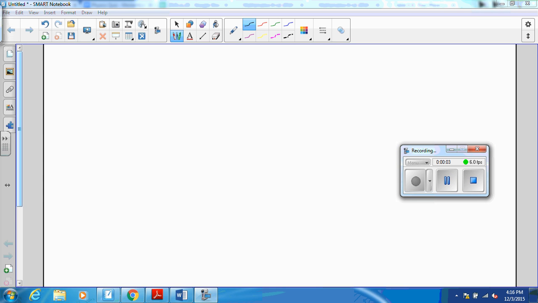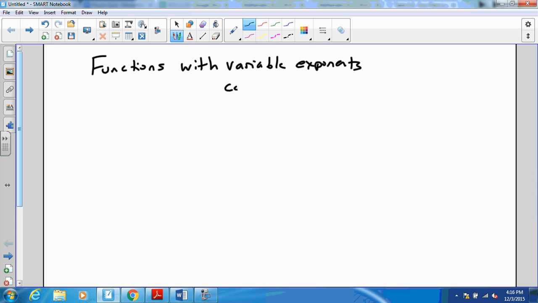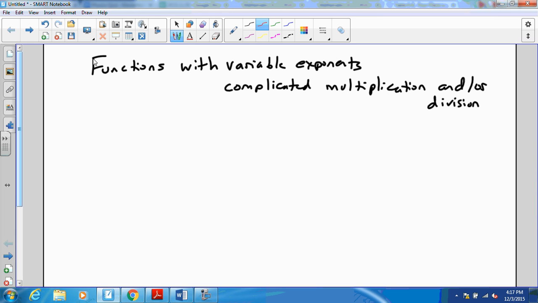Howdy. Today I'd like to share with you a very useful technique for finding derivatives of complicated functions, especially functions that have variable exponents or functions that have complicated multiplication and division. Now tomorrow, after your quiz, we're going to explore this method a whole lot. I want to just introduce it to you so that you can be chewing on it in preparation for class tomorrow. And so we're going to focus on a function that has a variable exponent.